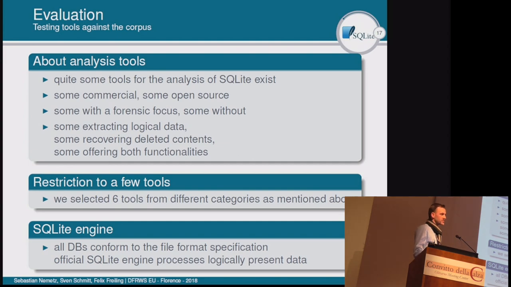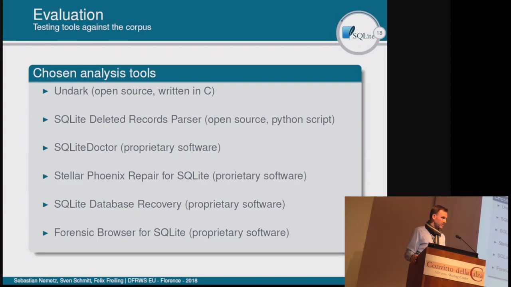Basically, there were too many tools out there, so we had to make a selection and restrict our tests to a few tools, and we selected 6 tools. We made sure that we covered different categories. So we chose 2 open source tools and 4 commercial tools, for example. We chose tools that only extract logical contents, but we also chose quite some tools that are able to recover deleted data. And we have tested the SQLite engine, but we did not include it in the evaluation for one reason: all the databases conform to the file format, so the official SQLite engine is able to deal with these databases. Only for the logically present contents, of course.